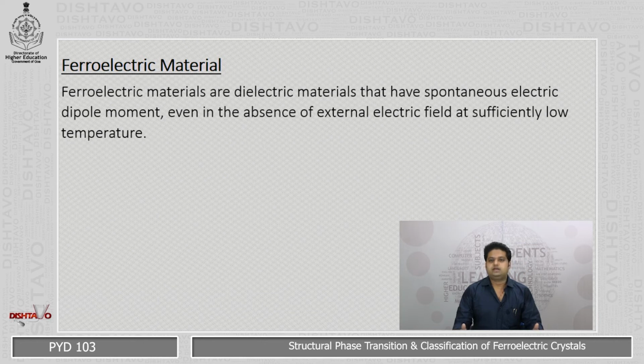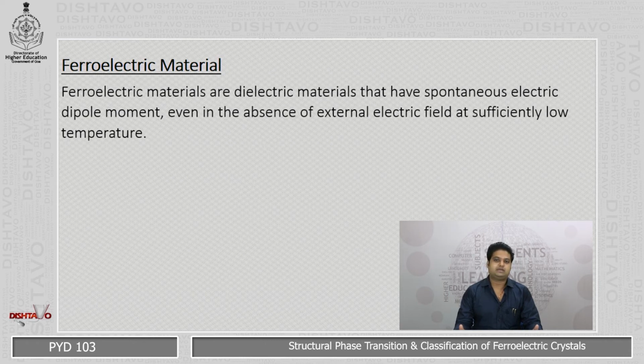Now, don't get carried away by the word ferro in the term ferroelectric. Just the way it was told to you in ferromagnetism, it is named that way because the first material found to be magnetic had iron in it, and the word ferro was derived from it. Whereas ferroelectric material has nothing to do with iron. The word ferroelectric is taken as an analogy to ferromagnetism.